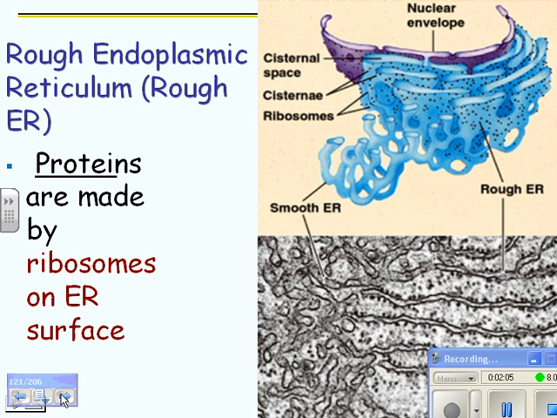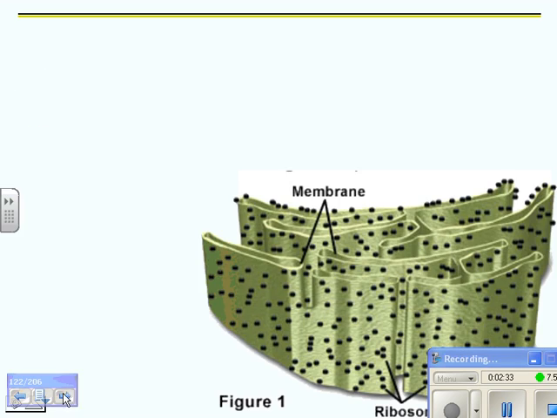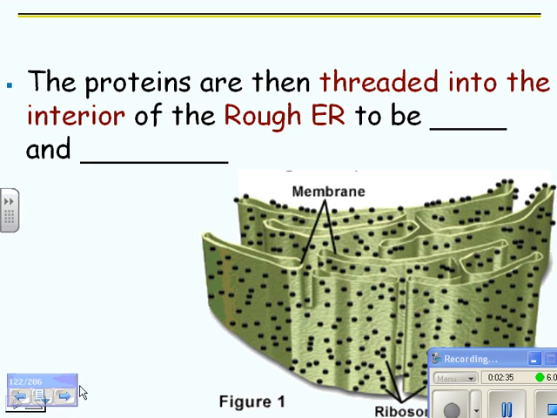So proteins are made by ribosomes on the ER surface here. There are actually ribosomes that are free in the cytoplasm, and they'll make proteins too. But the proteins made here usually wind their way inside and then are transported around through here. And they're often modified, meaning they'll take a few amino acids off, or they'll add a lipid or a carbohydrate or something onto those proteins. The proteins are then threaded into the interior of the rough ER. So the protein's made here, and then it moves into here, and then it's moved wherever it needs to go.